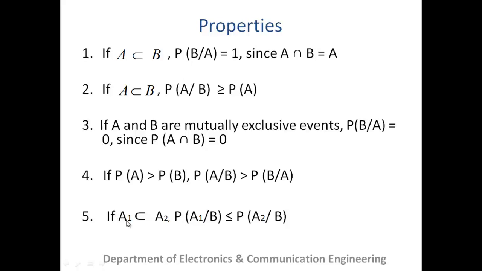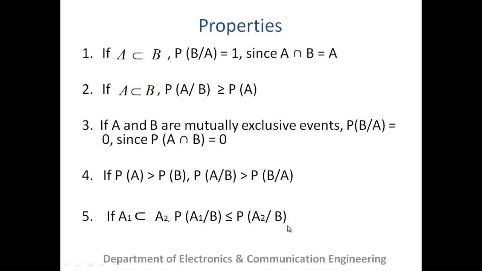So the last property of this conditional probability is that if A1 is a subset of A2, then the probability of occurrence of A1 over the occurrence of B. That is, if B is defined as yet another event, then what is the probability of occurrence of event A1 if B has occurred? It will be less than or equal to the probability of occurrence of A2 if B has occurred.